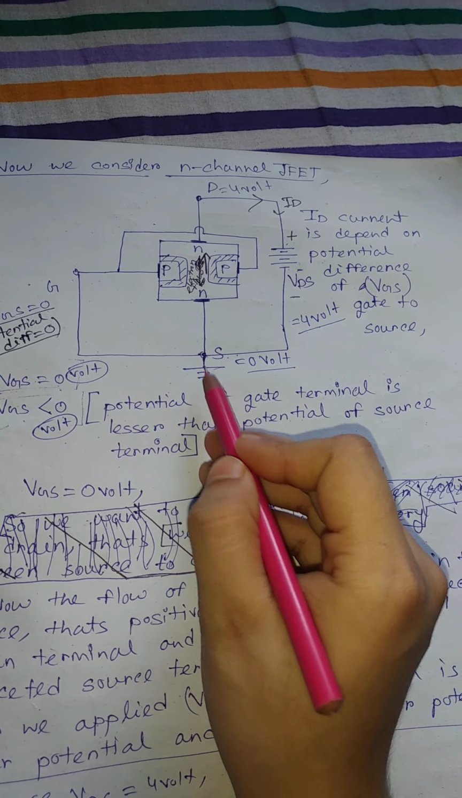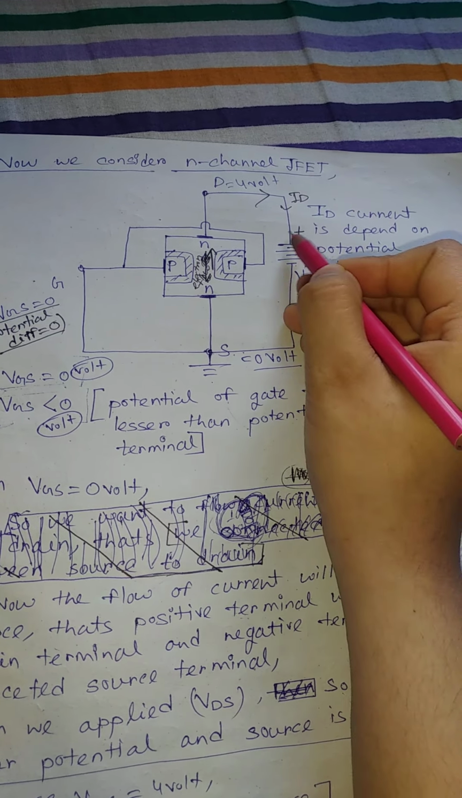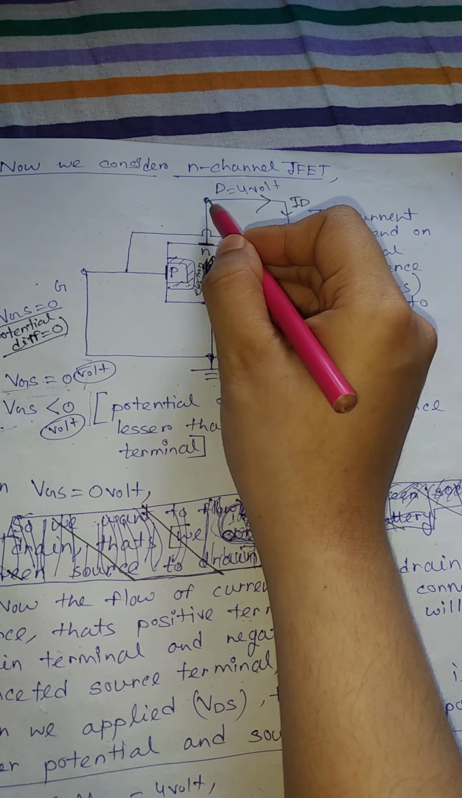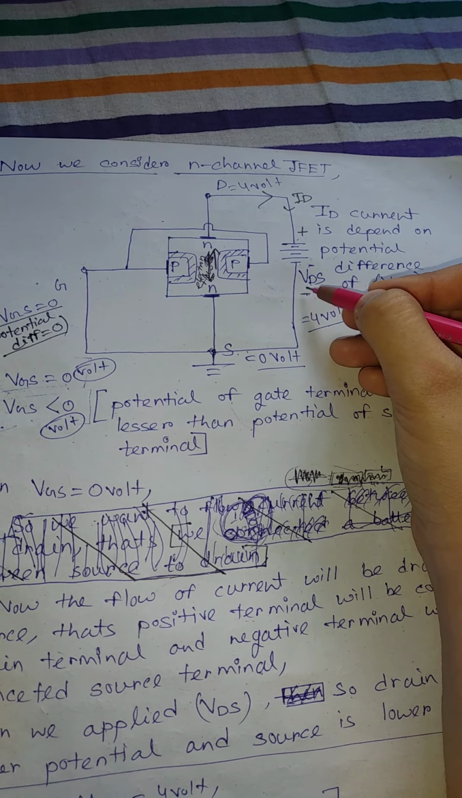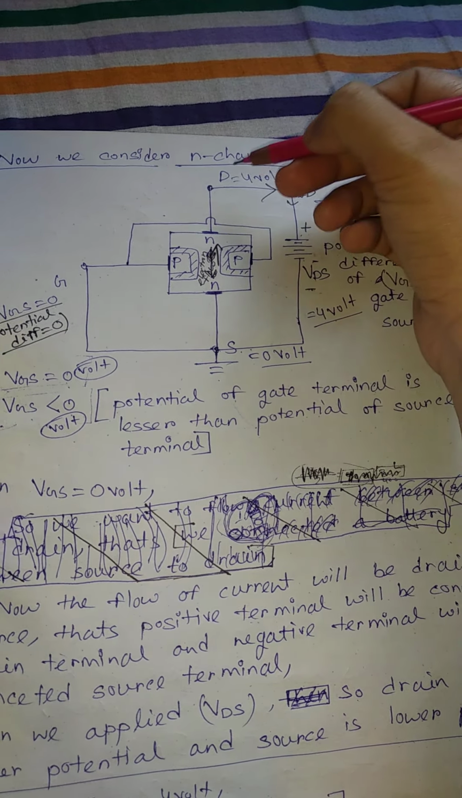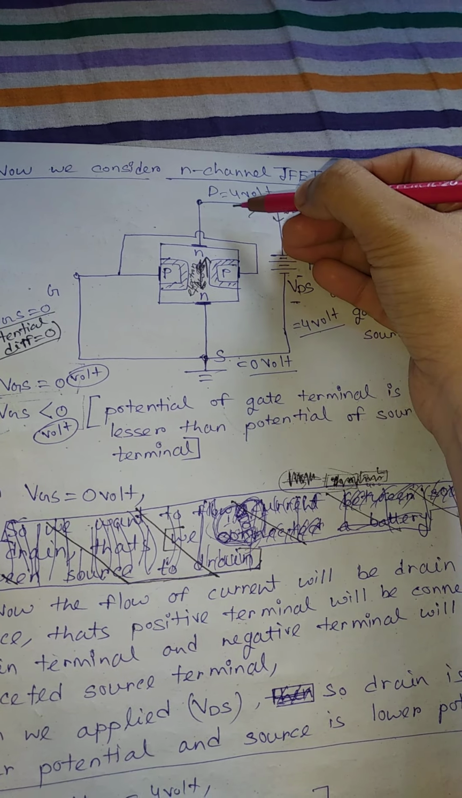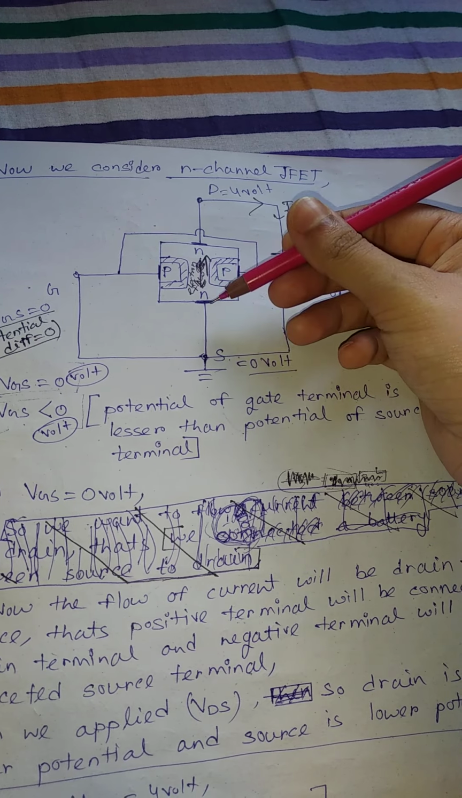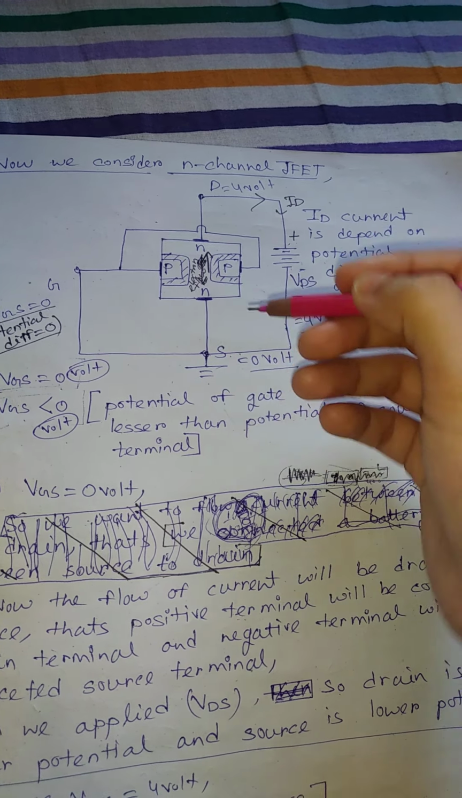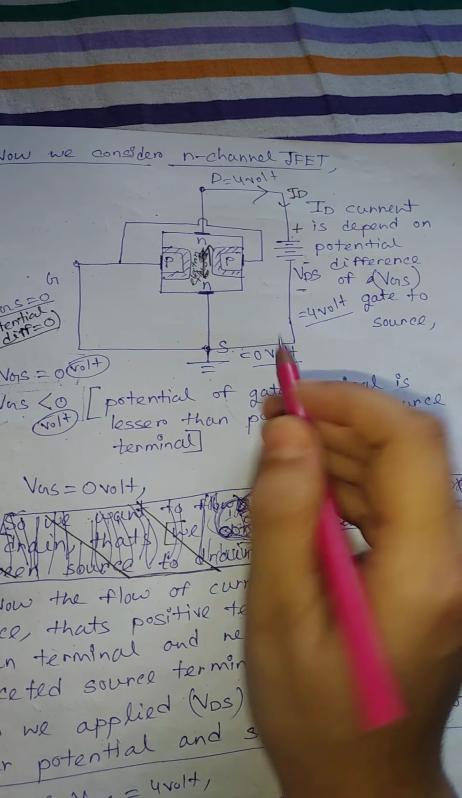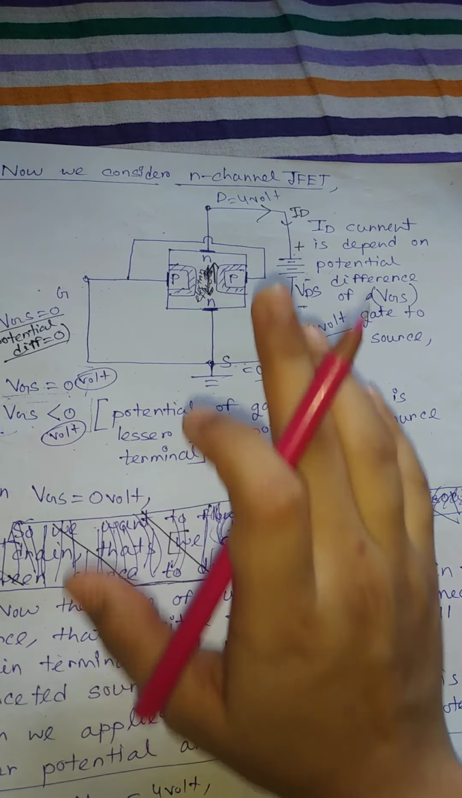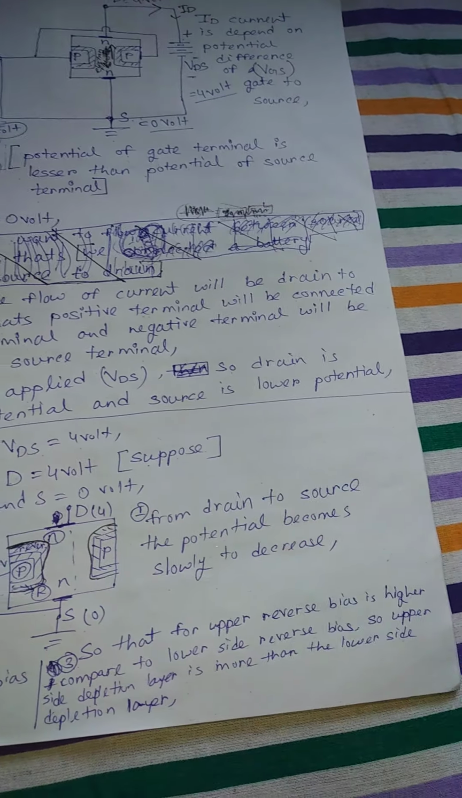Because S is grounded at 0 volt, and because the positive potential is connected to the drain, if VDS equals 4 volt, then the drain equals 4 volt. Then we understand the 4 volt slowly decreases. That's why S equals 0. But how does it work? Let's see.